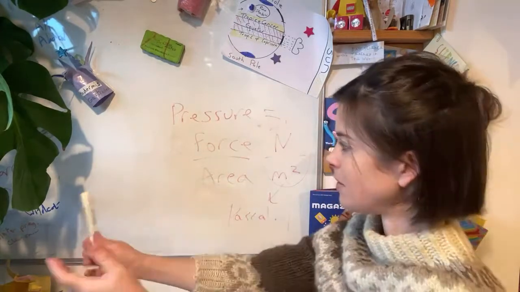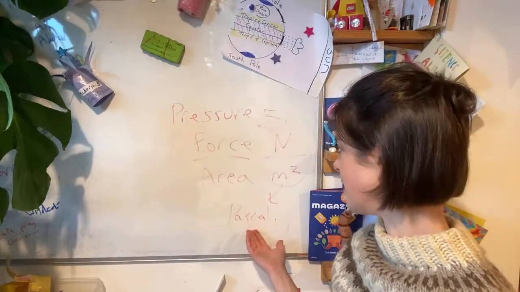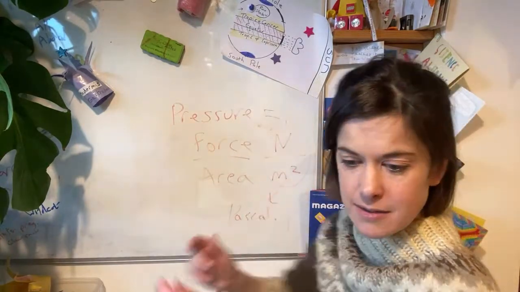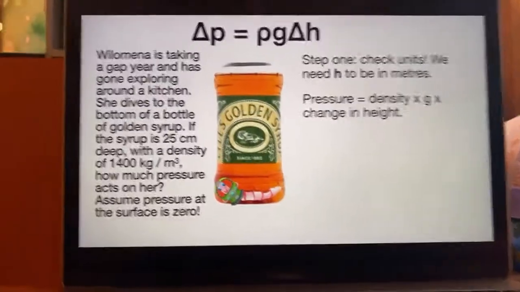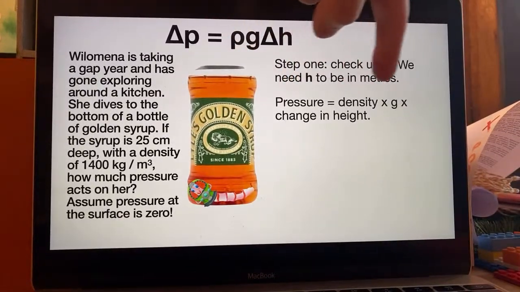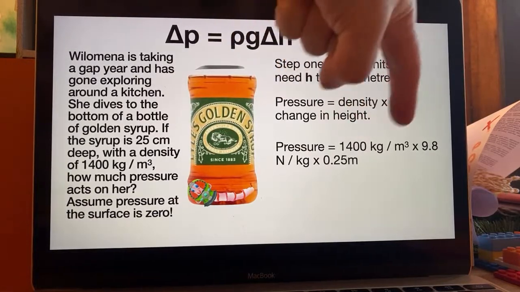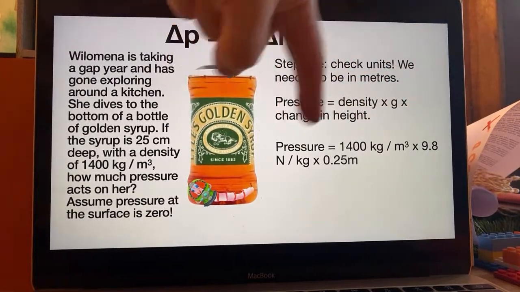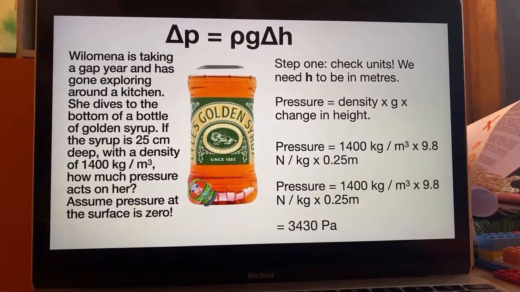But you can't just use centimetres in an equation and then say the answer is so many pascals, because pascals use metres. So you had to change these centimetres into metres. So you divide by 100. So you get pressure equals density times little g times change in height. So the density is 1,400 kilograms per metre cubed times 9.8 newtons per kilogram times 0.25 metres. And that gives you 3,430 pascals.